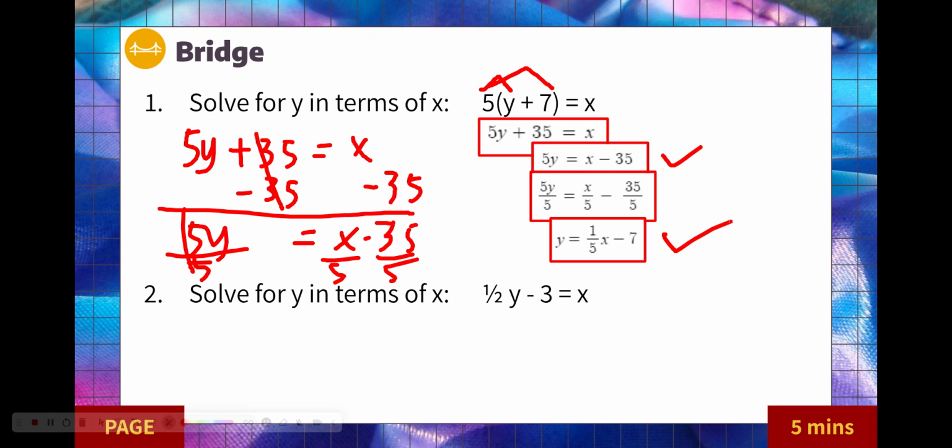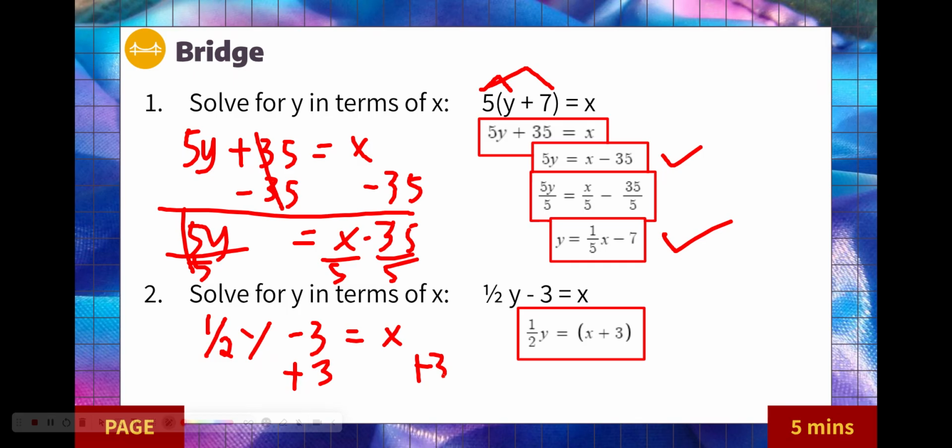Let's do number 2. Same problem as number 1. We need to solve for y in terms of x. Given the equation 1/2 y minus 3 is equal to x, to start, I'll copy it here. You're going to add 3 to both sides, getting 1/2 y equals x plus 3.